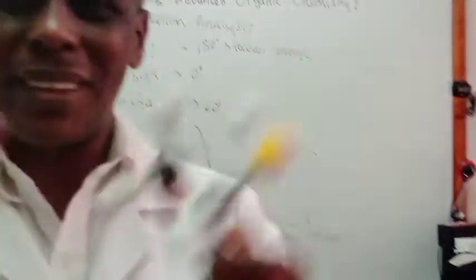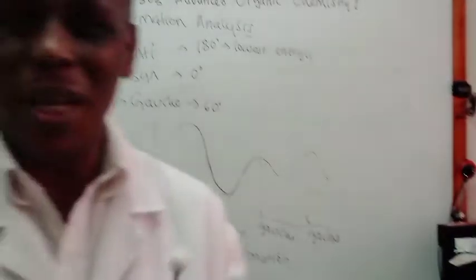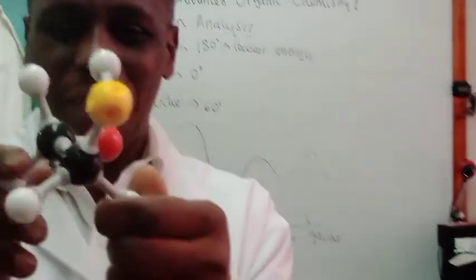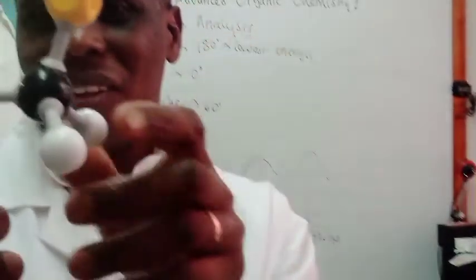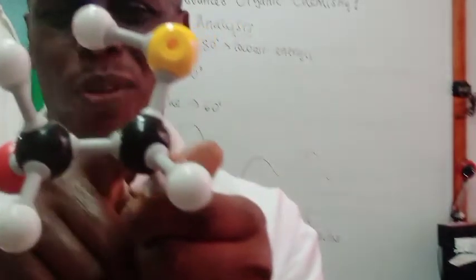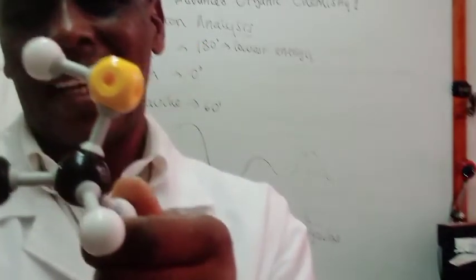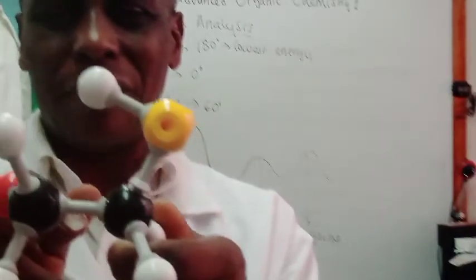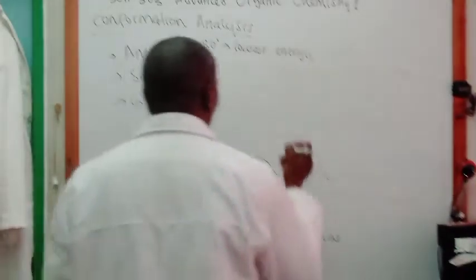I'm just trying to see where I was. So let's look at this structure here. I said the black balls are carbon, and the white ones are hydrogen. So these are the bonds, and these are two different groups here. Now there is something which I'm going to show here.